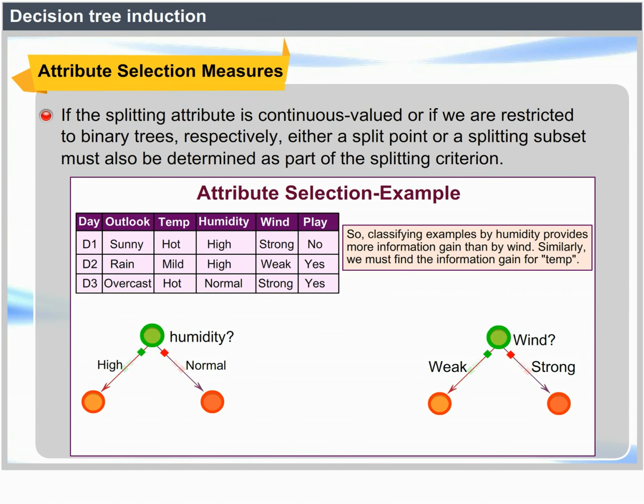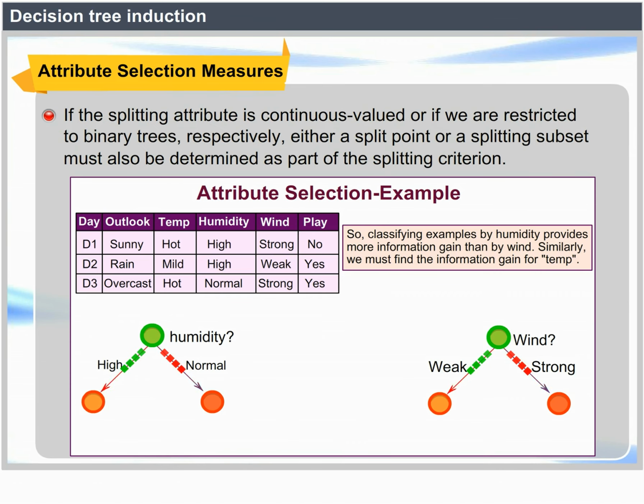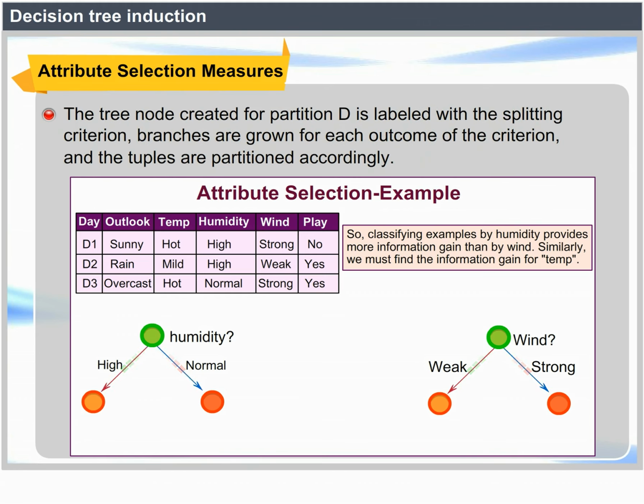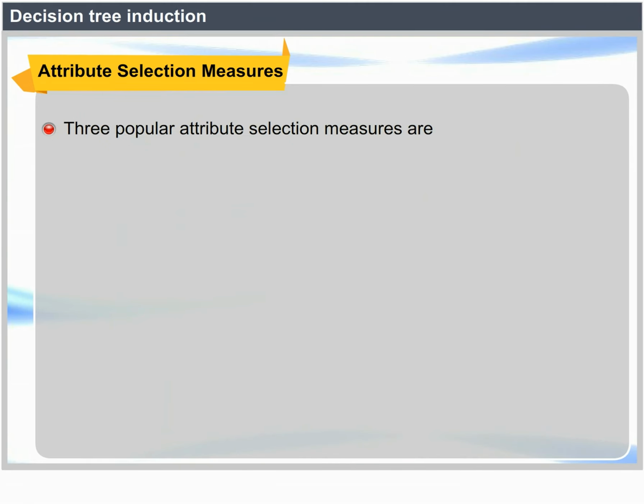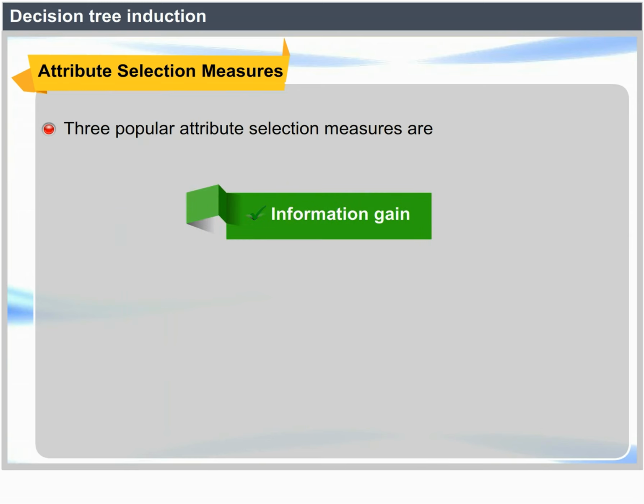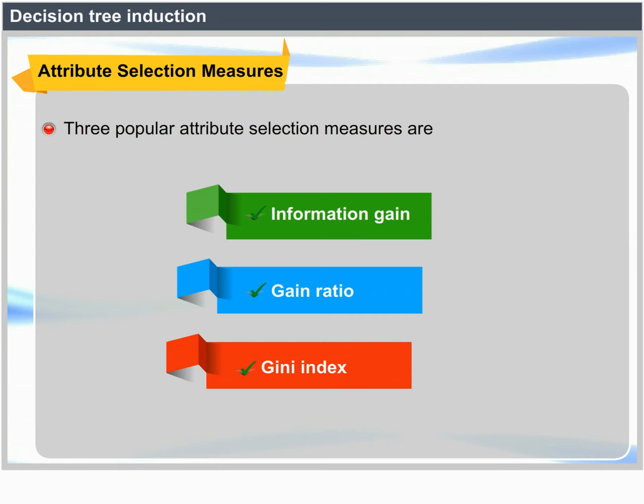If the splitting attribute is continuous valued, or if we are restricted to binary trees, then, respectively, either a split point or a splitting subset must also be determined as part of the splitting criterion. The tree node created for partition D is labeled with the splitting criterion. Branches are grown for each outcome of the criterion, and the tuples are partitioned accordingly. Three popular attribute selection measures: information gain, gain ratio, Gini index.